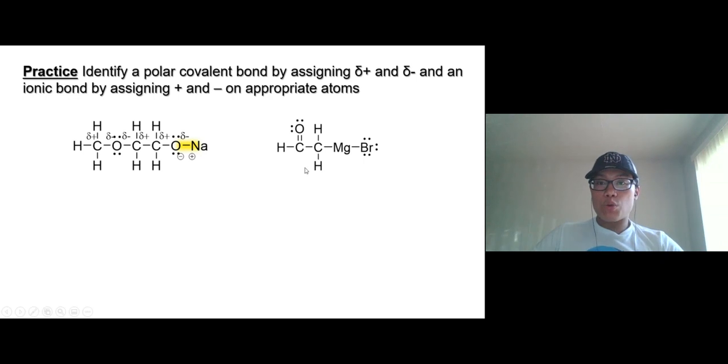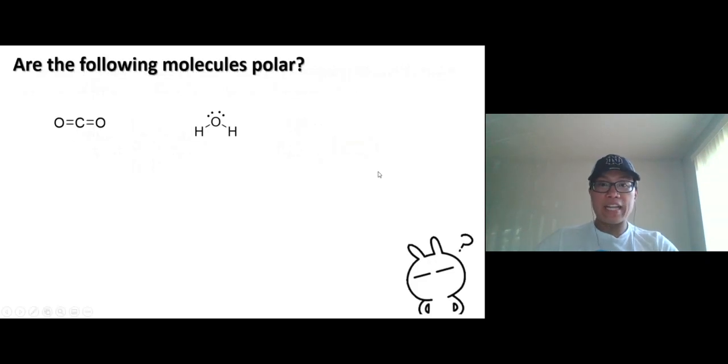Okay. All right, go to the right side right here. Start with the C double bond O, you can see that that's a polar covalent bond. So oxygen gets partial negative, carbon gets partial positive. All right. The carbon-carbon bond is non-polar. The carbon-magnesium bond right here, now that's an ionic bond. So you can treat them as a positive on magnesium and negative on the carbon. Okay. Same thing with magnesium and bromine. You can treat them as an ionic bond as well. All right. Let's go to the next video right here.